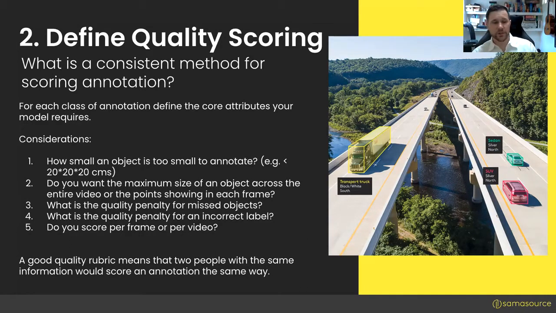Then the final consideration when you're thinking about how you score a set of labeled data is, do you score per frame or do you score across the whole video? Do you have a score given to each attribute class that applies to the whole video, or is it just on each frame that you're looking at? And just to call it out again, the thing that's really important here is that a good quality rubric means that two people with the same information would score the annotation in the same way. That's what you're looking for, is reproducibility and making it consistent.